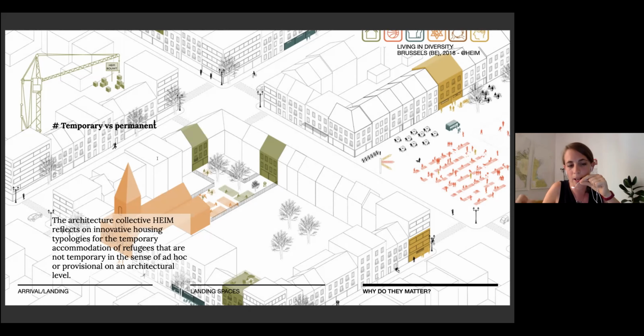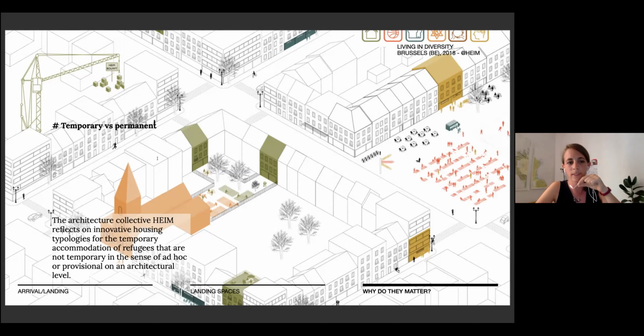And in the background of this slide, there is a project of a Belgian architecture collective that worked in this sense, in the topic of housing typologies. So what is ordinary housing typologies and permanent housing, also for asylum seekers and refugees.